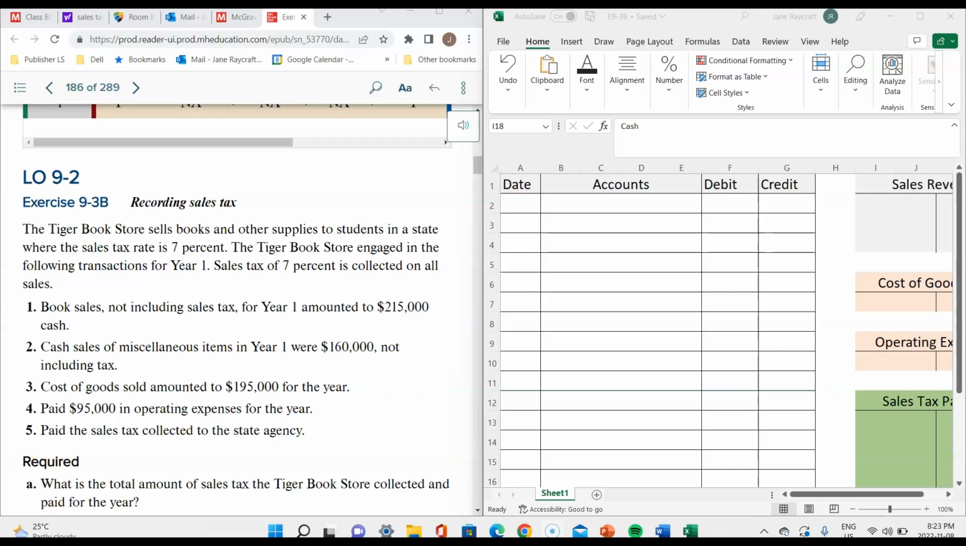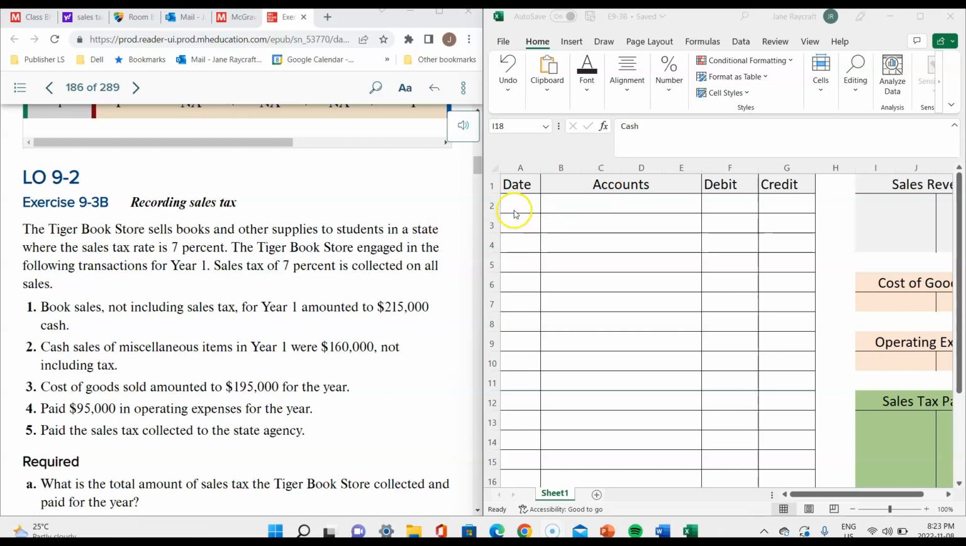So, Tiger Books sells books and other supplies to students in a state where the state tax is 7%. Tiger Books engages in the following transactions for year one. Sales taxes of 7% are collected on all sales. So it kind of works like GST in Canada. Everything is taxed 7%. Okie dokie.